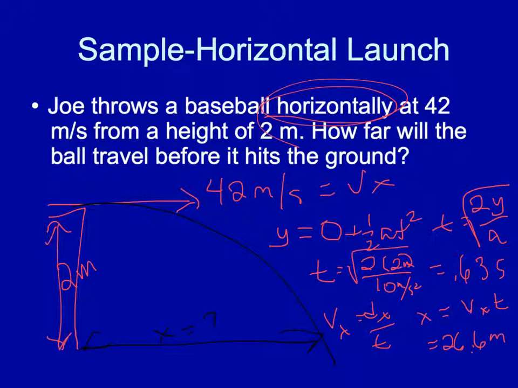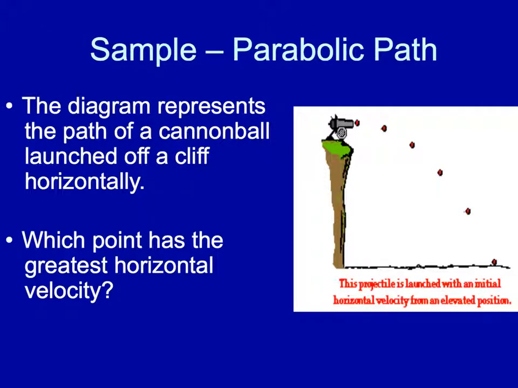By the way, this is actually similar to a person throwing a baseball, and that is a realistic number at that speed and that height. 2 meters is about your average 5'7", 5'8" person throwing. Okay, let's try some more.